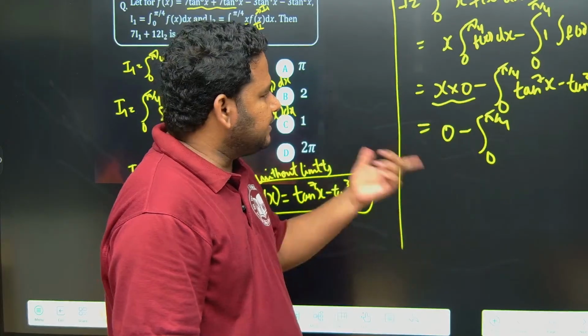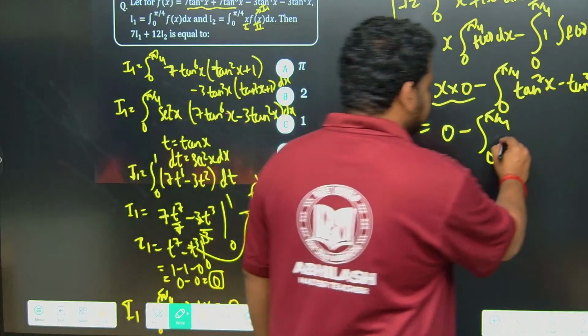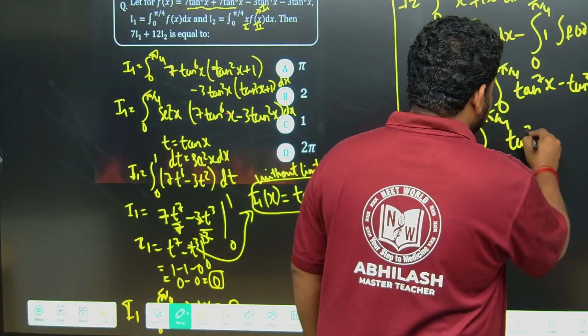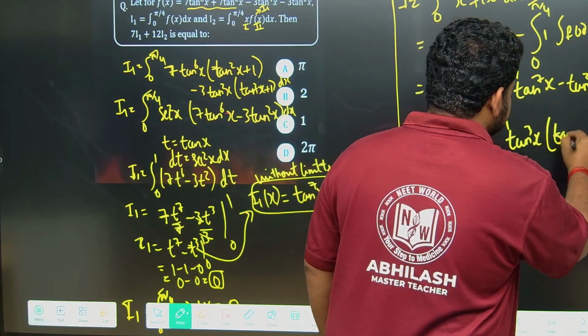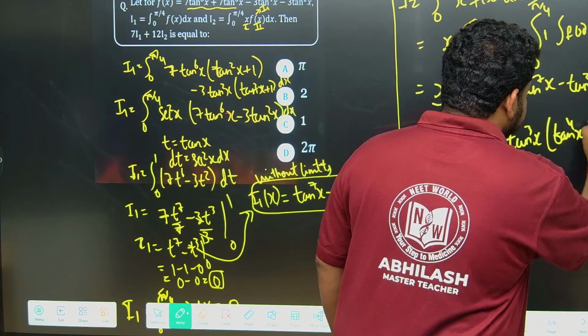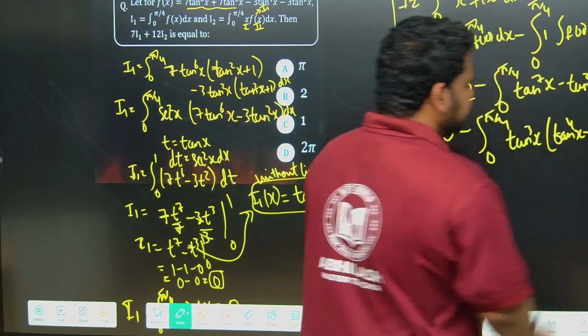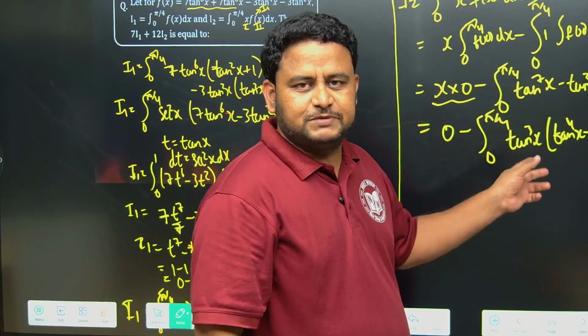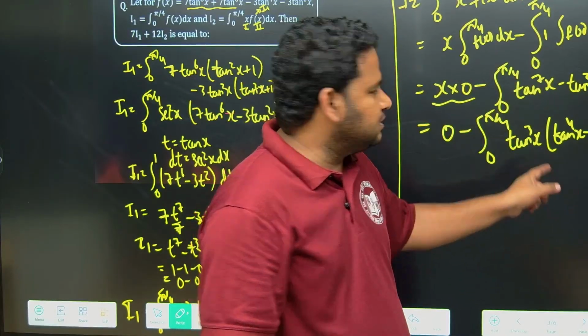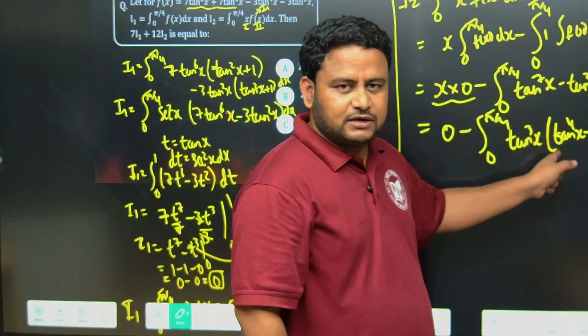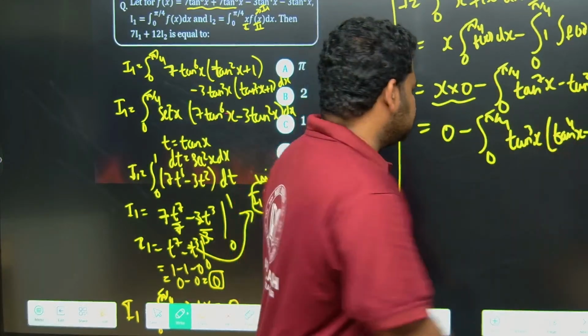I can take tan cube x common. If I take tan cube x common, this will become tan power 4x minus 1 dx. Now this tan power 4x can be written as a square minus b square, which is a plus b into a minus b. So this will become tan square x plus 1, tan square x minus 1.